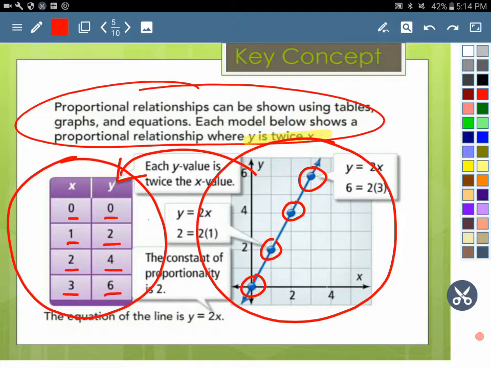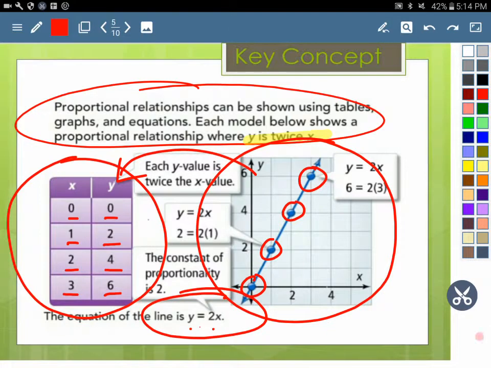Which now we see in the equation. If you translate this, it says y is equal to 2 times x. 2 times x is really a synonym for twice x. And remember, the equation, or the equal sign, is the same thing as saying the word is. So this really is saying y is 2 times x, or y is twice x. It's a literal translation.